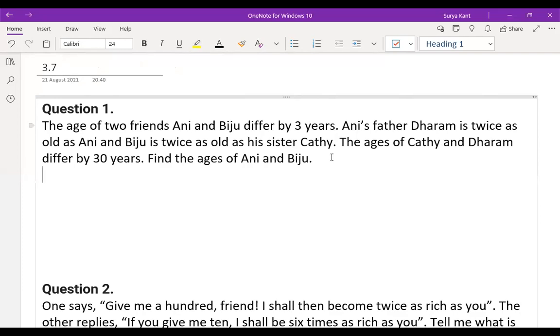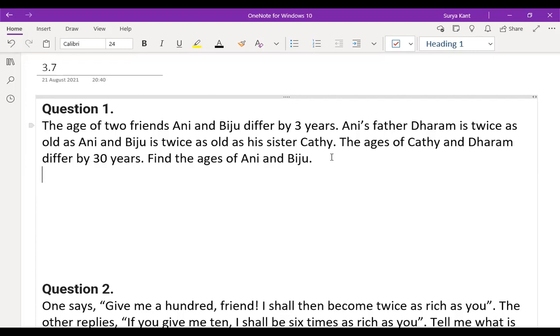The ages of two friends, Ani and Biju, differ by 3 years. Ani's father, Dharam, is twice as old as Ani, and Biju is twice as old as his sister Kathy. The ages of Kathy and Dharam differ by 30 years. Find the ages of Ani and Biju.